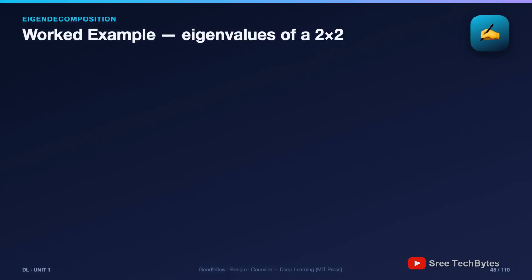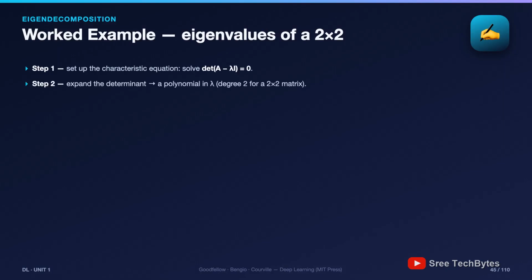Enough theory, let's compute one by hand together. Take the matrix 4, 1 on the top row, 2, 3 on the bottom. Step 1: the characteristic equation, determinant of A minus lambda I equals 0. We subtract lambda from the diagonal and take the determinant. Step 2: expand it. 4 minus lambda times 3 minus lambda, minus 2. Multiply out: lambda squared minus 7 lambda plus 10 equals 0. Step 3: factor. Lambda minus 5 times lambda minus 2. So our eigenvalues are 5 and 2.